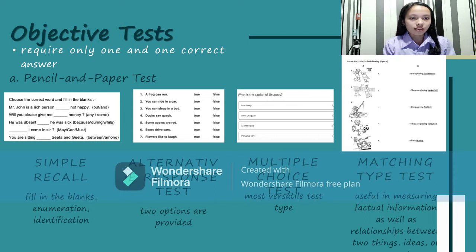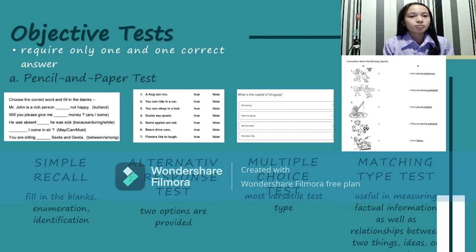First is the objective test. These aim to assess a specific part of the learner's knowledge using questions which have a single correct answer. In other words, an objective test requires only one correct answer. It is a pencil and paper test, for example, a simple recall like fill in the blanks, enumeration, and identification.